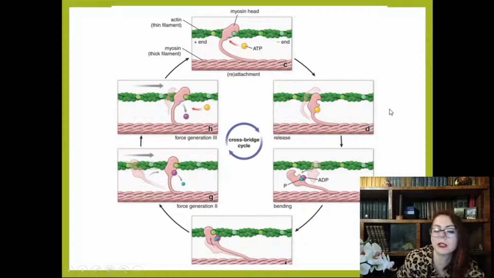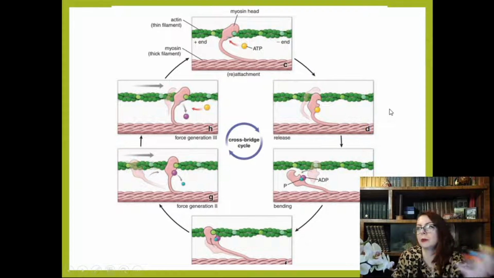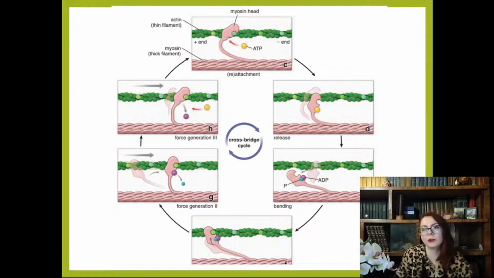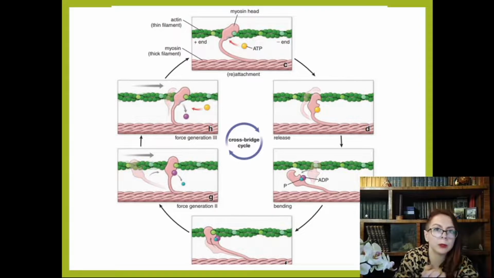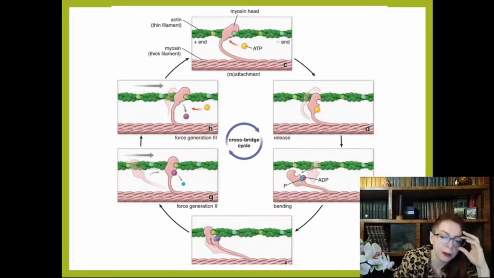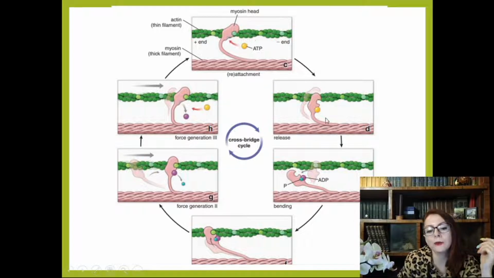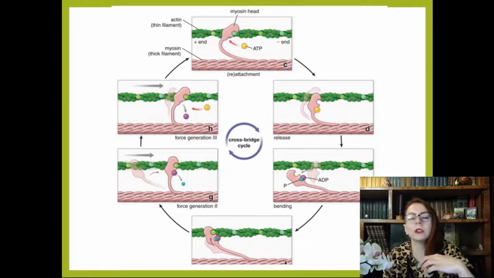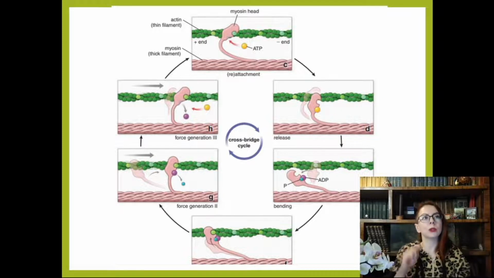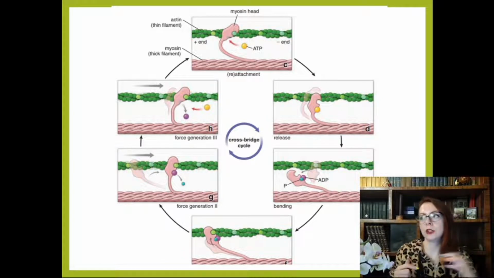So this is a cyclic event, because only one cycle is not enough to pull all the actin filaments to the center. Many cycles are needed, many ATP molecules. So please remember that attachment is mediated by calcium, detachment by the ATP molecule, and hydrolysis of ATP is needed to generate this pulling force. Okay, so calcium to bind, ATP to detach and to pull.